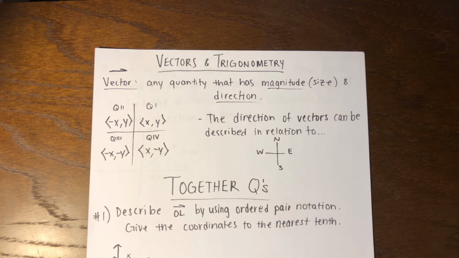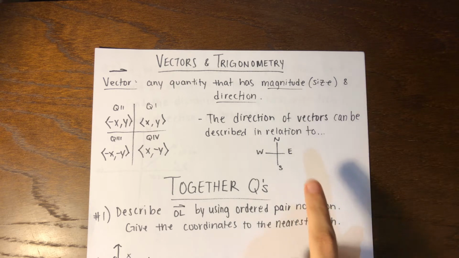Hey guys, so we're back and we're going to be learning about vectors and trigonometry this week. So what is a vector? We've talked about it briefly at the beginning of chapter 3 to describe translations, but now we're going to use the vector, which means any quantity that has a magnitude, which means size, and direction. This time we're going to use it to describe direction using north, south, east, and west.